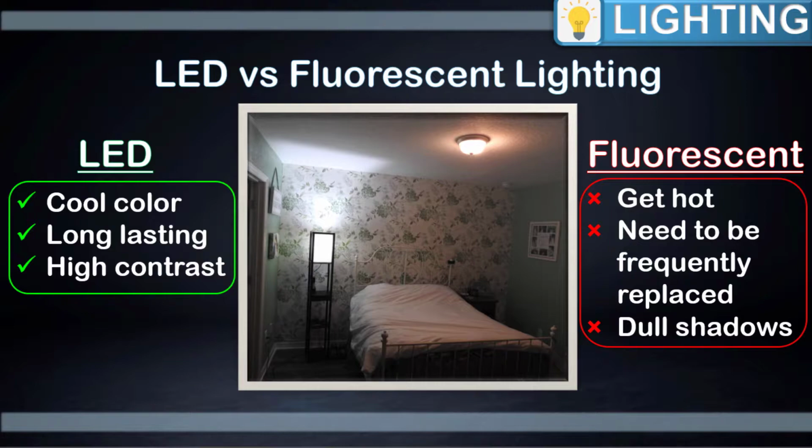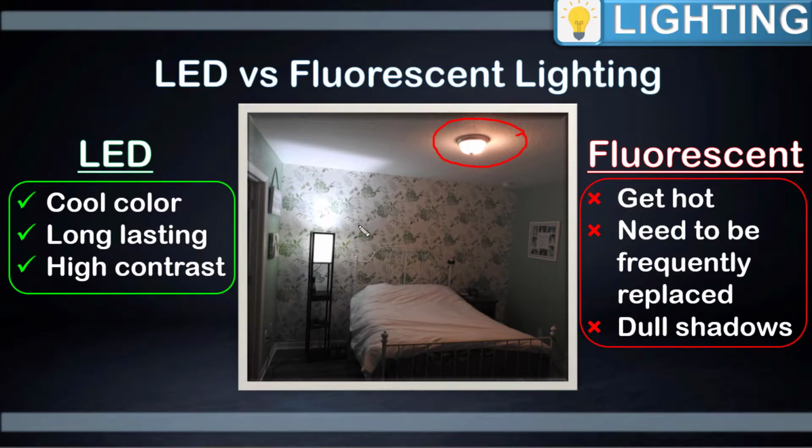Now, the 2 different types of light bulbs I'll be talking about are the LED versus the fluorescent lighting. One of the most common ones is the fluorescent light bulb, which I just circled here. It's more of a yellow color, and with a fluorescent light bulb, it gets hot a lot quicker and it has to be replaced a lot more frequently. And because it's a yellow color, it diffuses the light, which means it spreads it around a lot farther around the room, but it makes it a lot harder to see things because it has dull shadows.